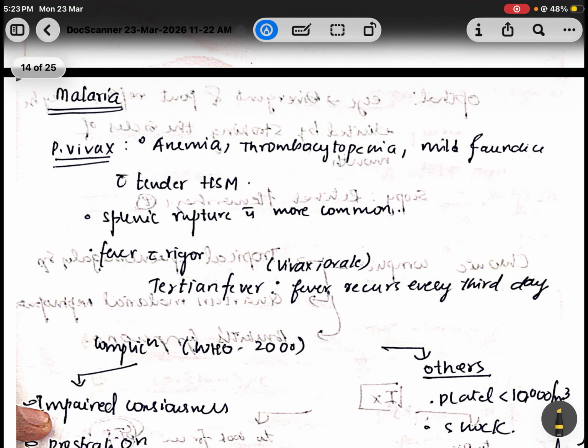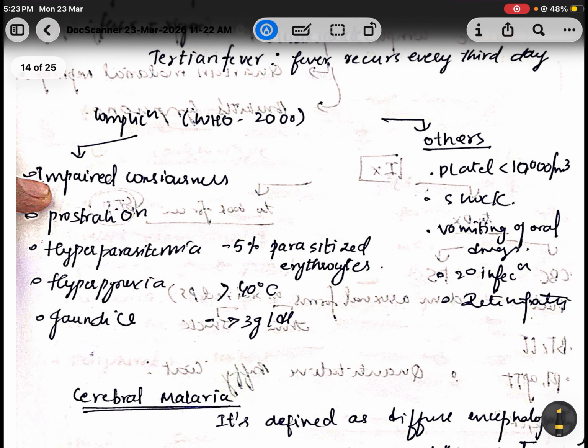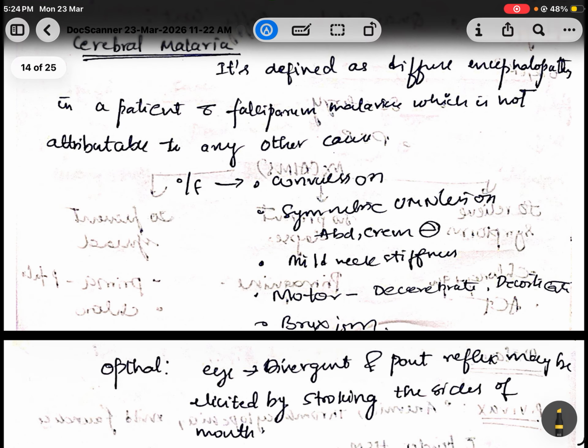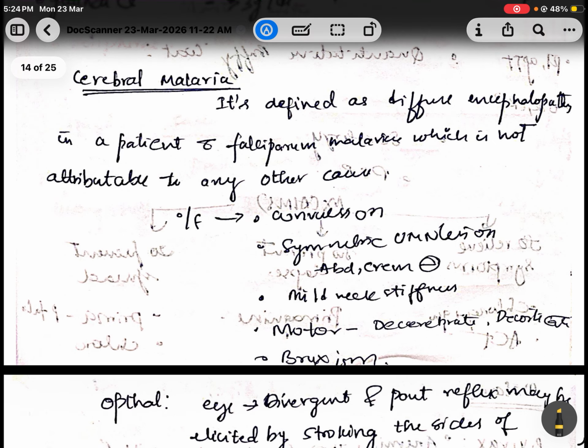In malaria, obviously, the majority of what they have asked is about the complications. Again, this is the WHO 2000 guidelines which mention the complications. In conjunction with that, you can also study cerebral malaria. Okay.